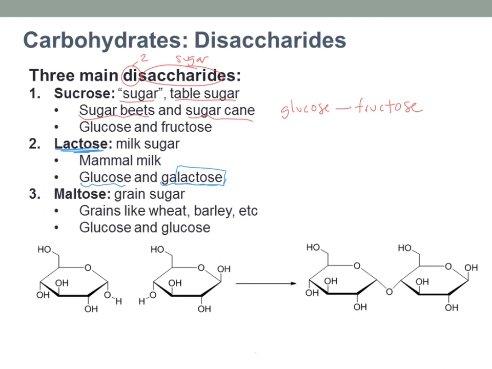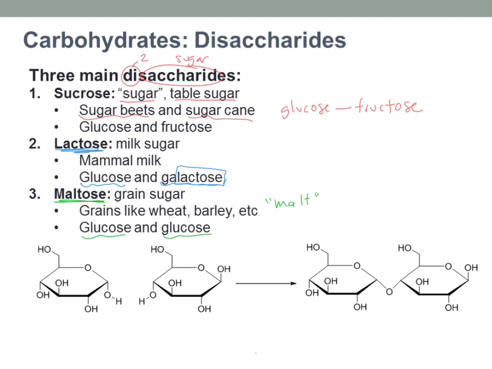And then lastly, the other big disaccharide I want you to know is maltose. And that's considered a grain sugar, right? That comes from grains like wheat and barley and stuff like that. And you may have heard of malt. If people talk about malt beverages or malted milkshakes or malt balls, like Whoppers or something like that, that malt flavor, which I love, is from maltose primarily. And that's just combining two glucose molecules together. That's all we're talking about.